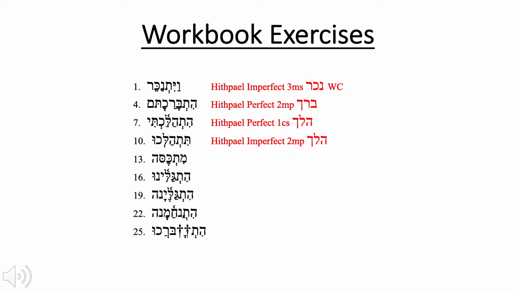Number 10 is also a Hithpael, only this time it is an imperfect because we have tit instead of hit, where the hey has been replaced by the tav prefix. We still have the shurik at the end in combination with the first tav prefix, so this is a Hithpael imperfect second masculine plural. How about number 13?